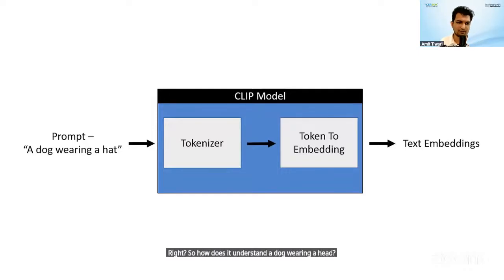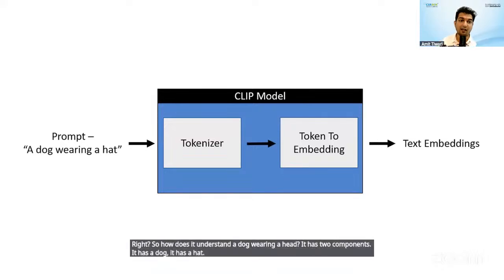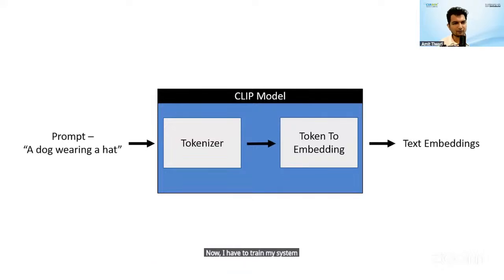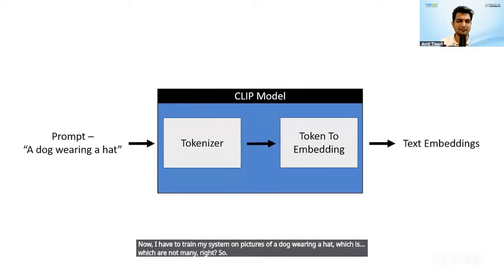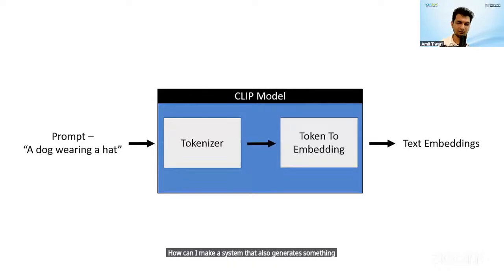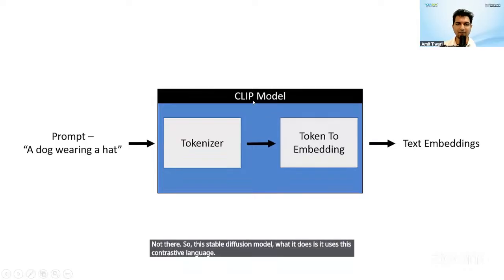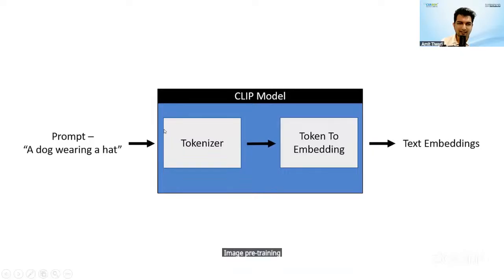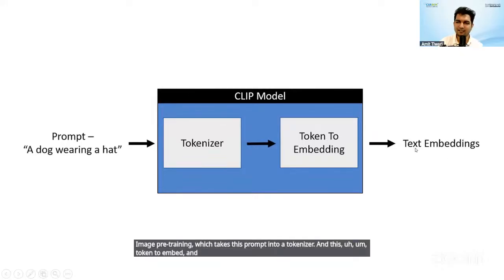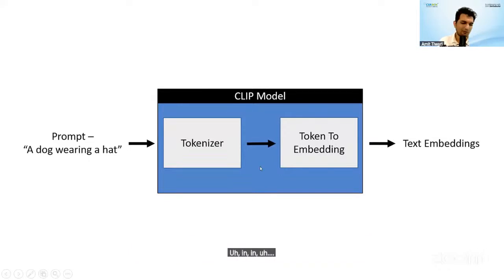It has two components. It has a dog, it has a hat. Now I have to train my system on pictures of a dog wearing a hat, which are not many, right? So how can I make a system that also generates something which is not there? This stable diffusion model uses contrastive language-image pre-training, which takes this prompt into a tokenizer and a token-to-embedding step, and it gives me text embeddings, which we learned about when we were talking about transformers.